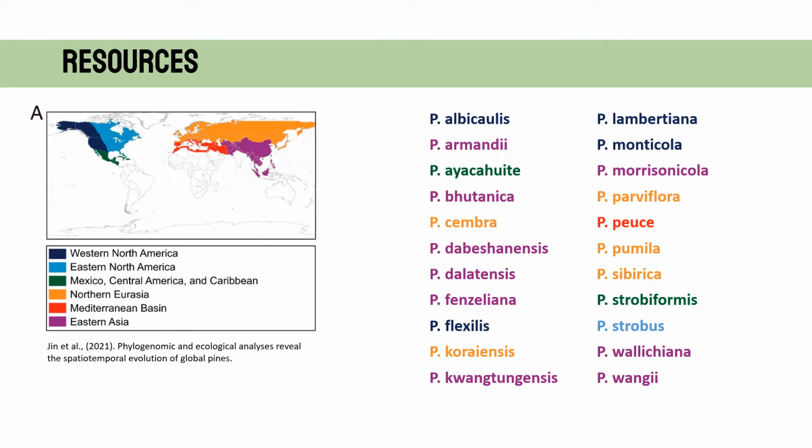In order to identify disease resistance genes, first I needed to identify the gene space. So I assembled the transcriptomes of 22 white pine species. Many of the resources came from this paper, Jin et al. This also shows the native range of these species.